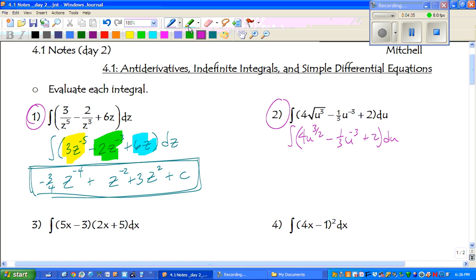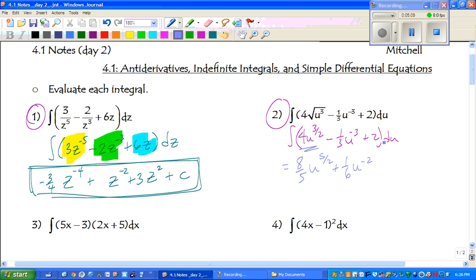So now we can look at each part individually and take the antiderivative. So our first part here, antiderivative, we're going to add 1 to the exponent. So 3 halves plus 1 gives us 5 halves. And we're going to multiply by the reciprocal. So 4 times 2/5, we get 8/5. This one, we're going to add 1 to the exponent, so u to the negative 2nd. Multiply by the reciprocal, so negative 1/2 times negative 1/3 gives us positive 1/6.